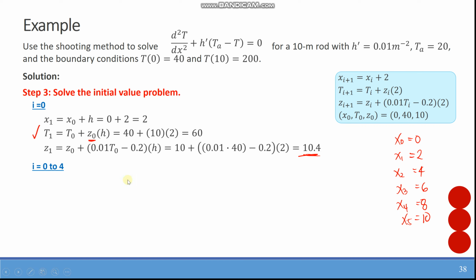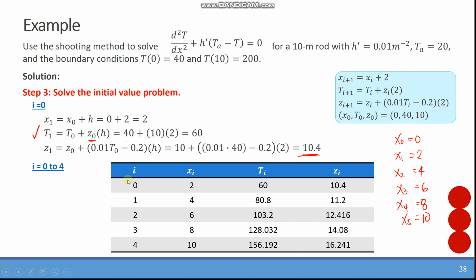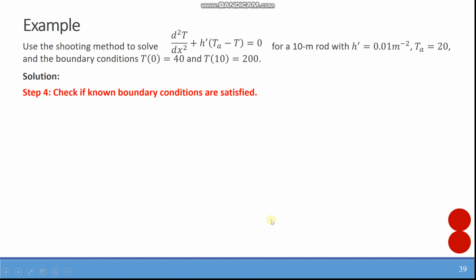And then afterwards, we iterate all of it, and eventually we will arrive that at x is equal to 10, our t is 156.192, and our z is 16.241. So we have a boundary condition. Since we have solved it, we're going to check if the known boundary conditions are satisfied.